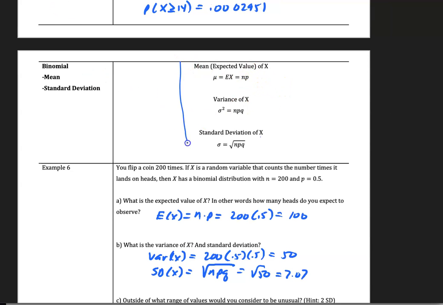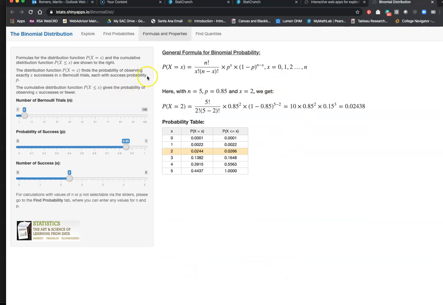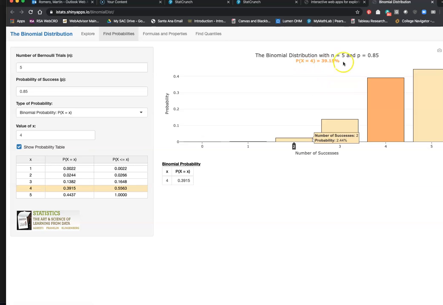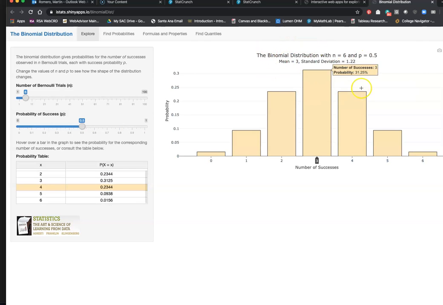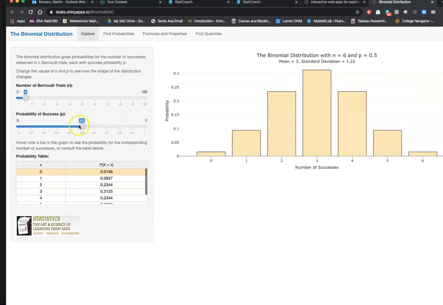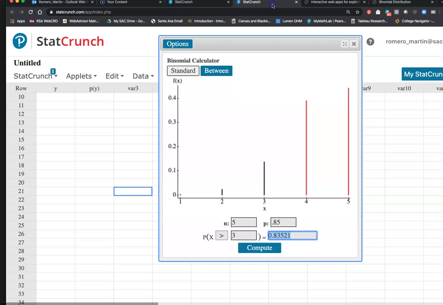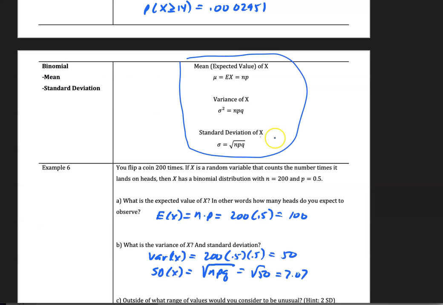And so you saw in the ArtOStat, if you look at the calculations, let me get back to find probabilities. You'll see that it is located up here on the top. I'm circling it up here. When you do your calculations, you get the mean and standard deviation. So that's calculated. StatCrunch doesn't give that to you, so you need to do that one by hand, the way we're going to look at it here. These are the formulas for expected value.